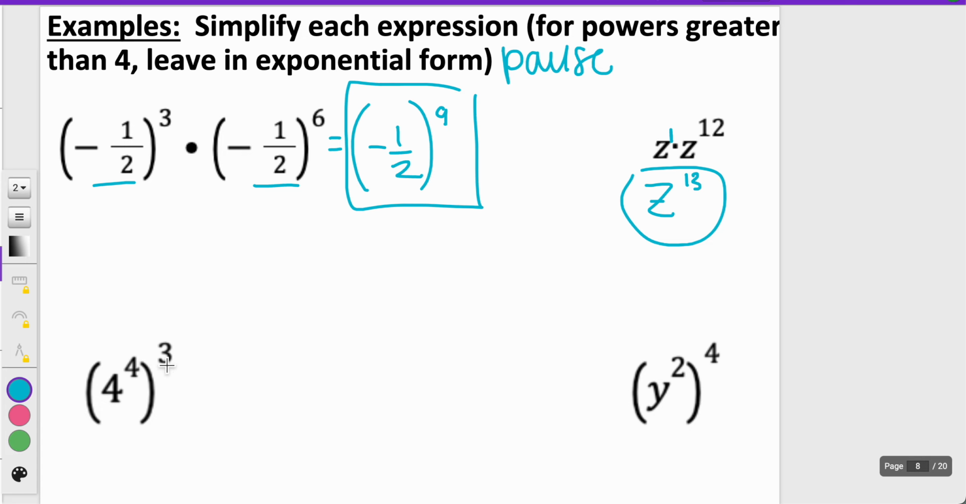4 to the 4th, then to the third, I'm just multiplying 3 and 4, and I get 4 to the 12th. And then my last one, multiply 2 and 4 together, power of a power, I'm going to get y to the 8th.